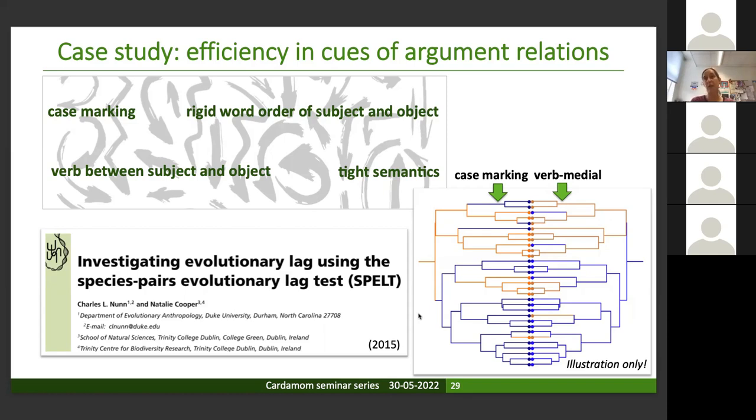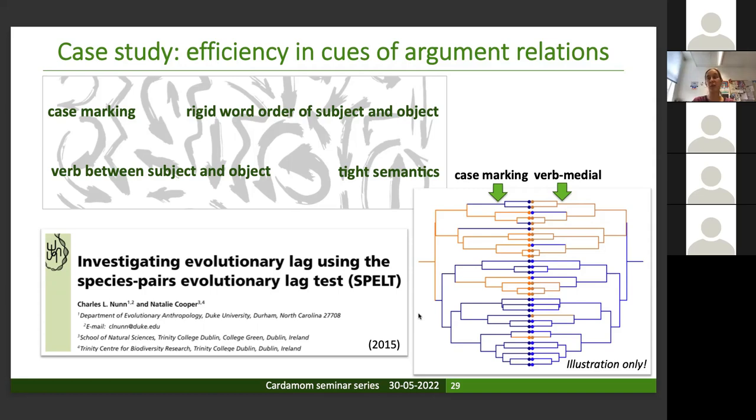And we have looked at the entropy of the verb in relation to nominal arguments, so if the verb is in medial position or not. Both of these measures are a bit crude and we will revise these as we go along. When we take Natalia's data from the 2021 paper and model the correlations on the branches of an Indo-European tree, there are very strong correlations between case marking and rigid word order of subject and object, and secondly, between tight semantics and verb medial. And there's a strong phylogenetic signal there. That means that the data fit well on the tree.